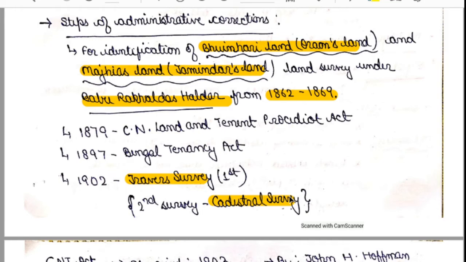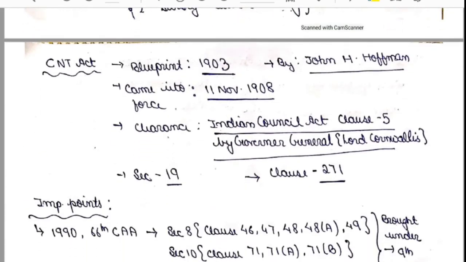And why did this survey take place? These surveys took place in order to identify the land in the Chota Nagpur area. The purpose was only to identify the particular land of the Jamindars or the tribal people. So you should remember that the first survey that took place in 1902 was named as the Traverse Survey, and the second survey that took place was named as the Cadastral Survey. Got it? Now, CNT Act.